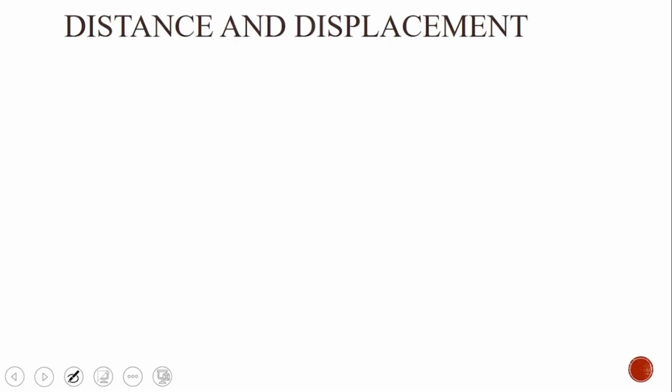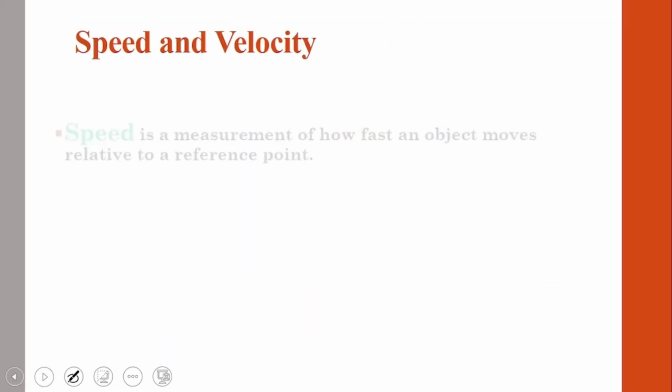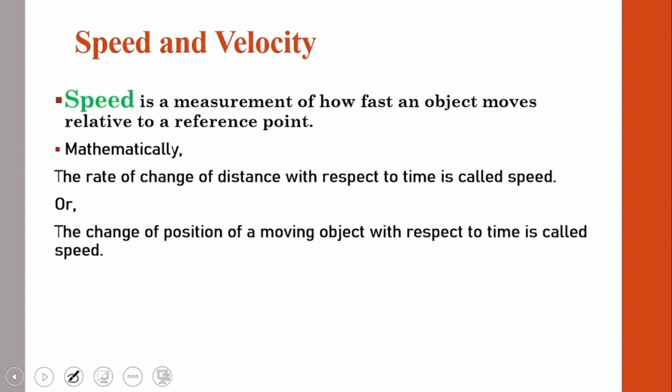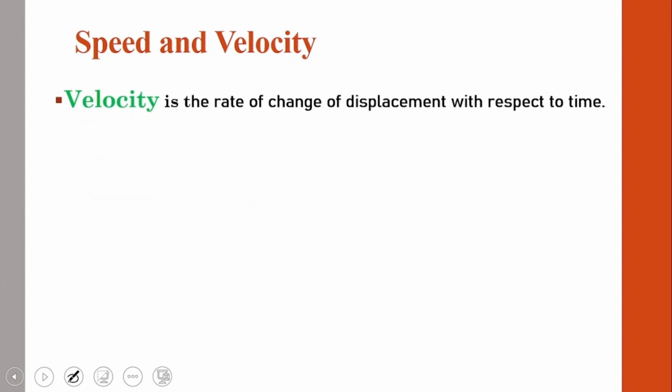From that slide, we have seen distance is a scalar quantity and displacement is a vector quantity. So let's go back to the present slide. We are discussing speed and velocity. We can say speed is a scalar quantity because it is the rate of change of distance. But velocity is a vector quantity. Why? Because velocity is the rate of change of a vector quantity. What is this?